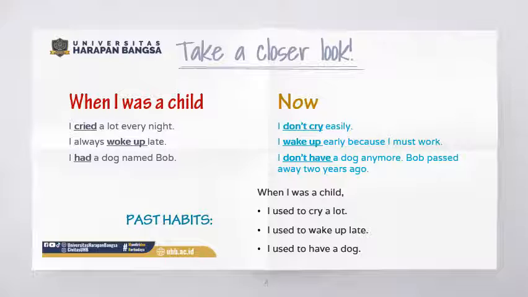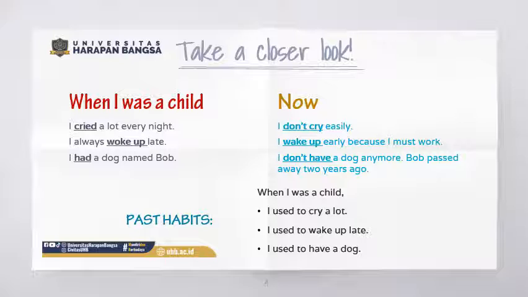Second one. When I was a child, I used to wake up late. That's your past habit. You did that in the past, but you do not do that now. You woke up late in the past, but now you wake up early. So that's why you can say, when I was a child, I used to wake up late.